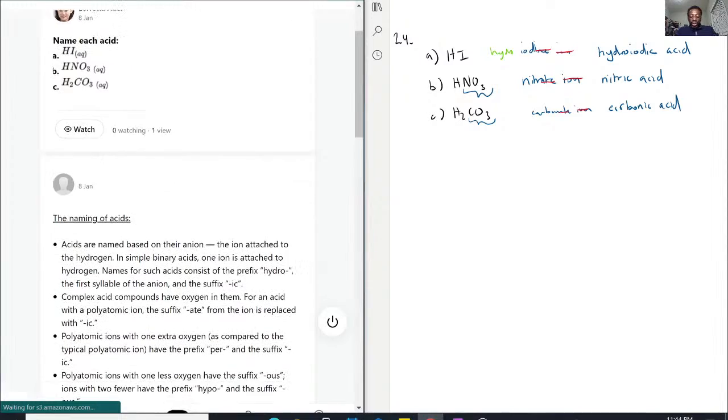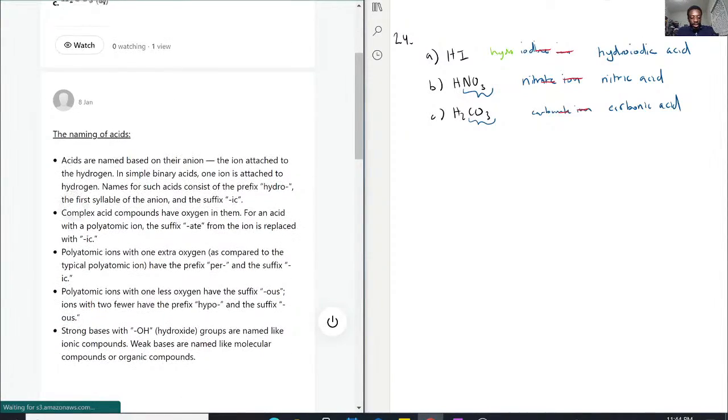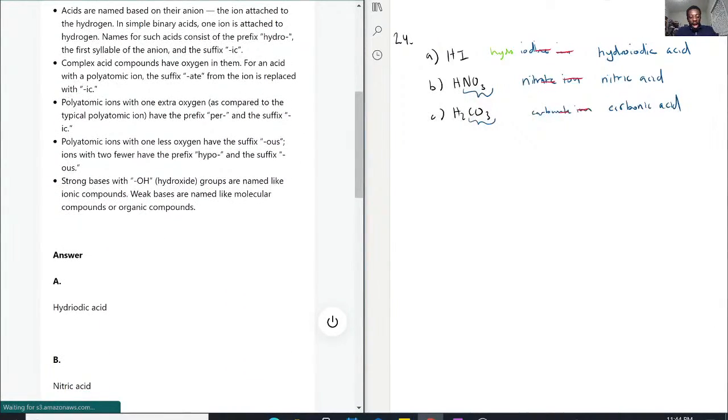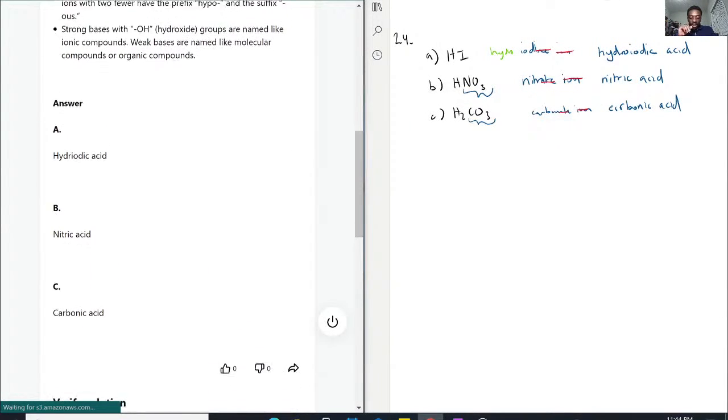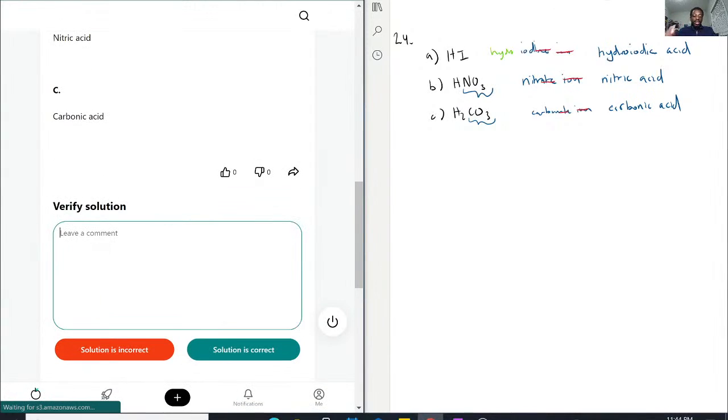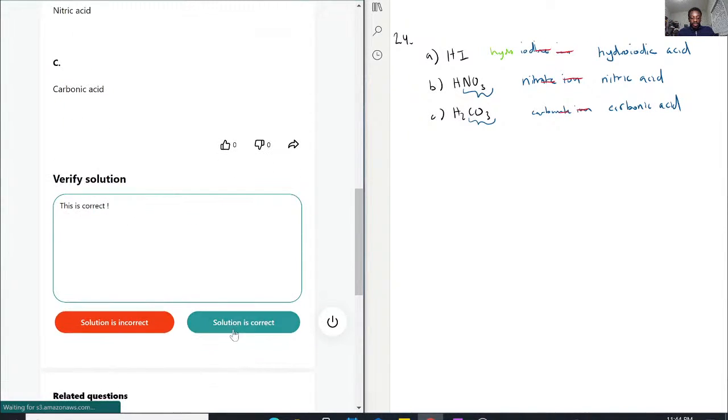Hopefully my colleague agrees. So let's see here. Hydroiodic acid for A, perfect. Nitric acid for B, perfect. And carbonic acid for C. Fantastic. So with that being said, this is correct.